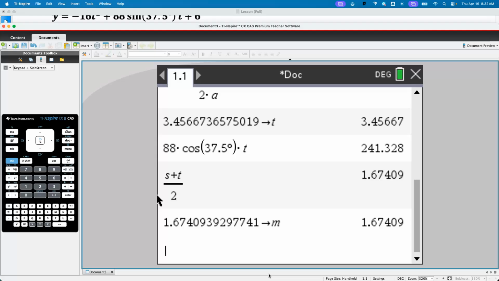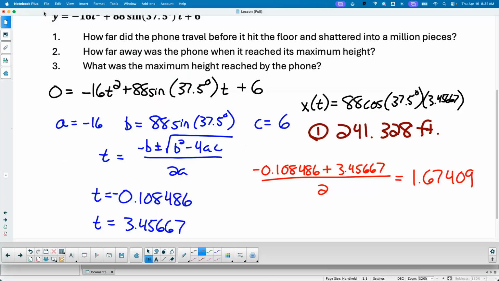What do I do now? What are we trying to find? What if I plug it in for y of t? What is that going to give me? The maximum height, right? Okay. Question number 2 is asking how far away the maximum height is. So what am I going to do? Plug it into x of t first. Okay?